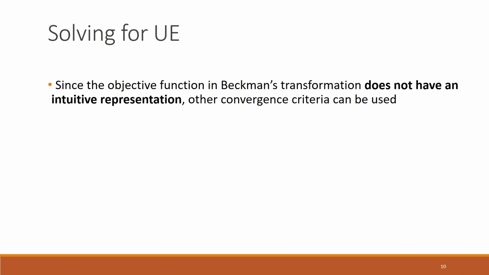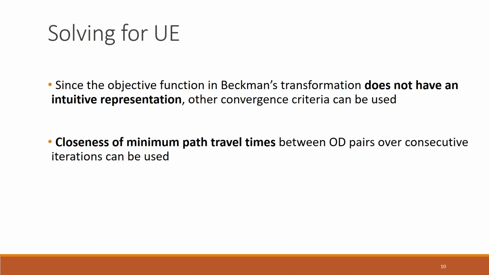So therefore, when we say that the difference between the objective function values in two iterations becomes less than some predefined value, it does not have a very physical meaning. So other convergence criteria can also be used. One possible convergence criterion is the closeness of minimum path travel times between OD pairs over successive iterations. This is what is being said: when the minimum path travel time between different OD pairs does not change significantly between different iterations of this convex combination algorithm, then we can decide to stop.